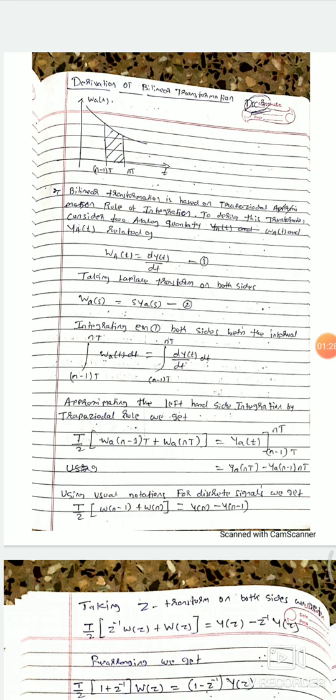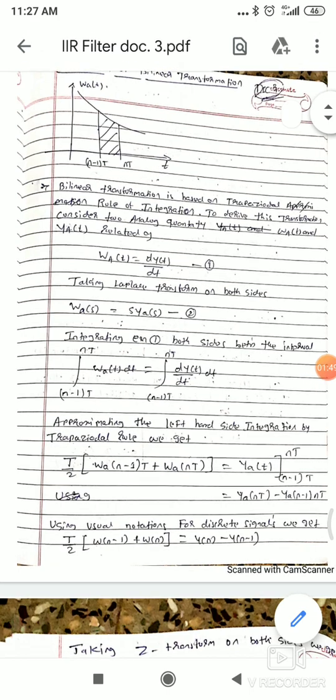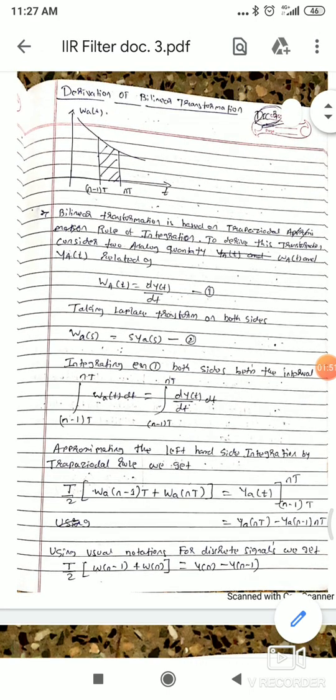Okay, there are two commonly used methods of S to Z plane mapping. First is the bilinear transformation, and the second one is the finite backward differentiation method. So first we see the bilinear transformation method. Here you can see the diagram. This bilinear transformation method is based on the trapezoidal rule of integration.